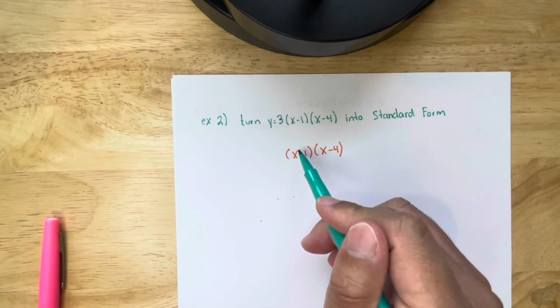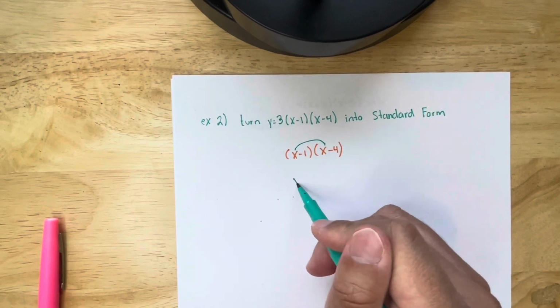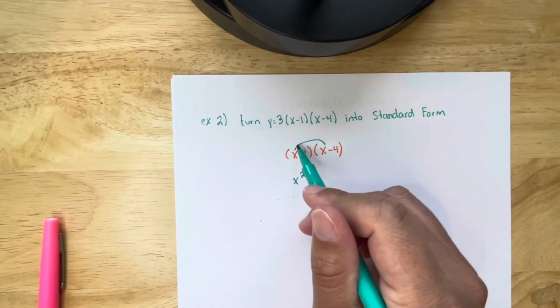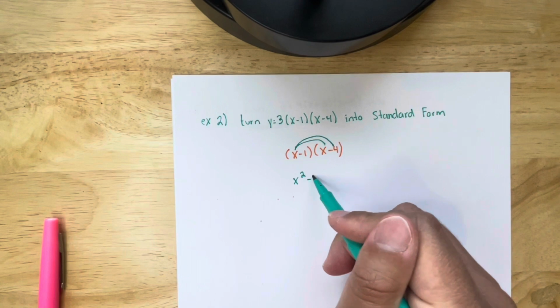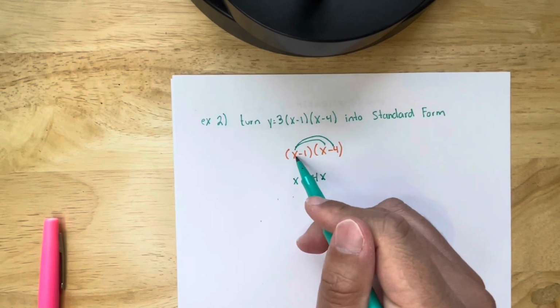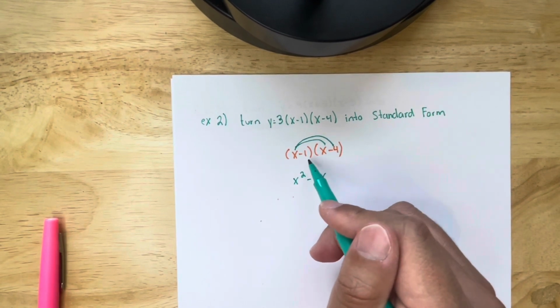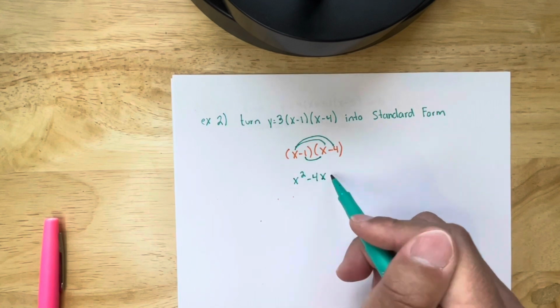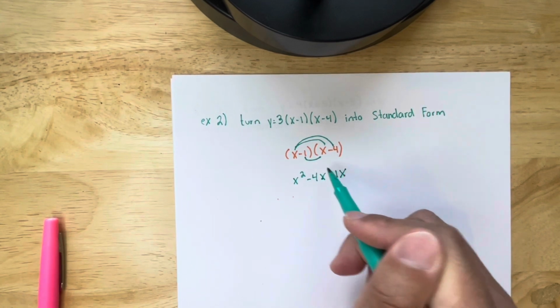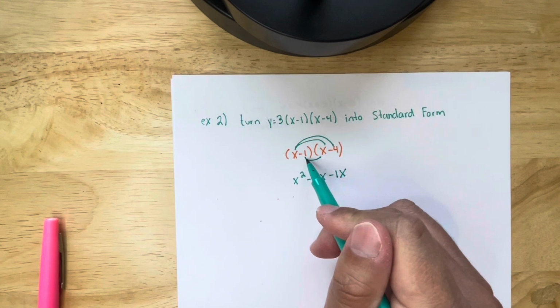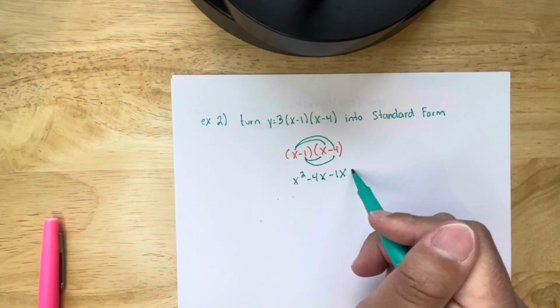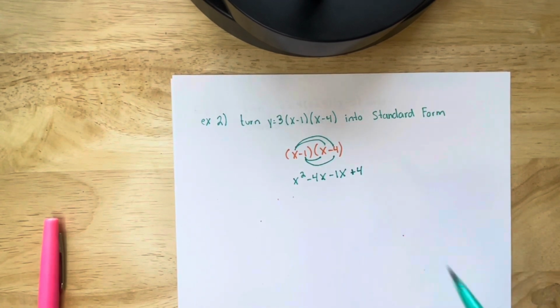You do the first with the first. X times x, x squared. X times negative 4 is negative 4x. I'm done distributing the first with all the pieces in the back, so I'm going to move on to the bottom, which is negative 1 times x, which is negative 1x, which I'm going to write the 1 just because you're going to notice I'm going to combine them eventually. Negative 1 times negative 4, 2 negatives give you a positive, so that's positive 4.